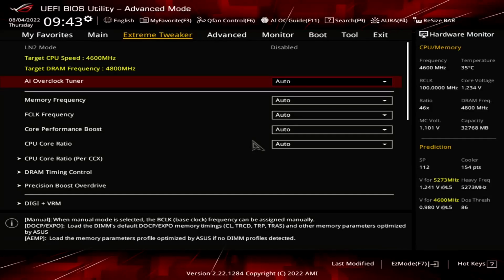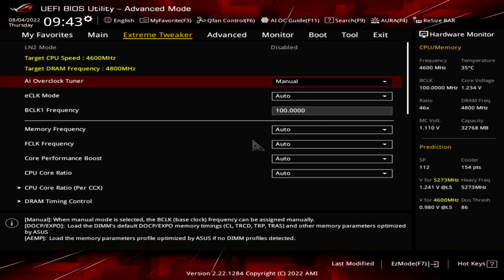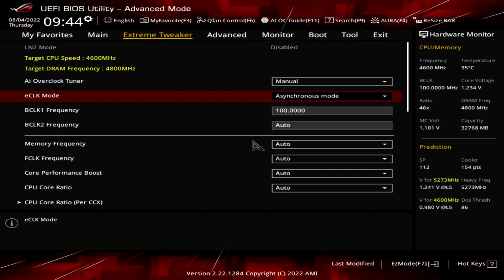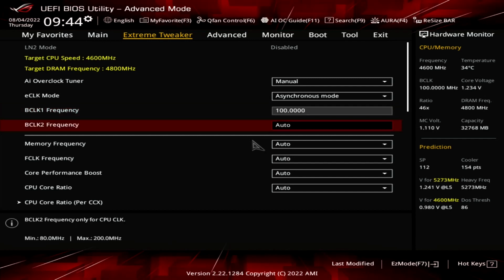In the Asus ROG BIOS, you can choose the clock generator mode by setting AI Overclock Tuner. If set to auto, then the internal clock generator is used. If set to manual, the external clock generator is used. You can choose synchronous or asynchronous mode for the external clock generator.